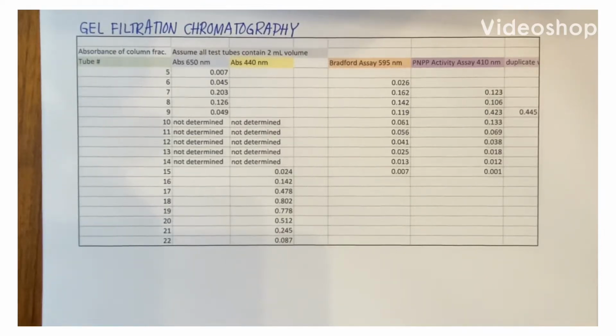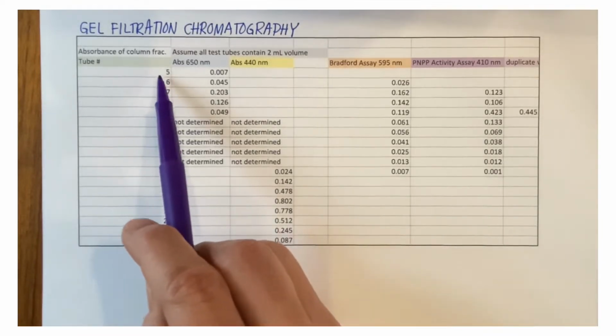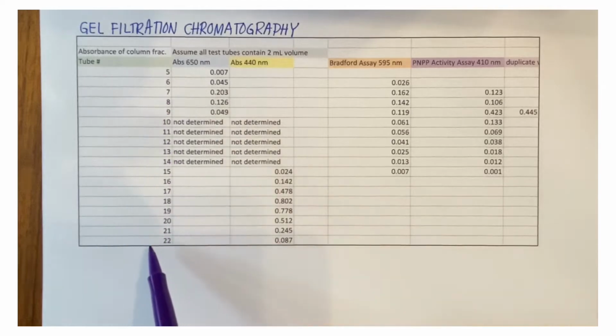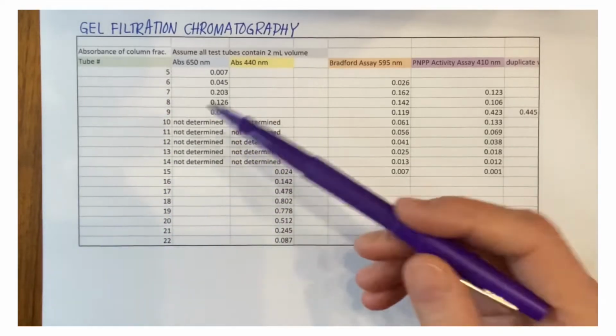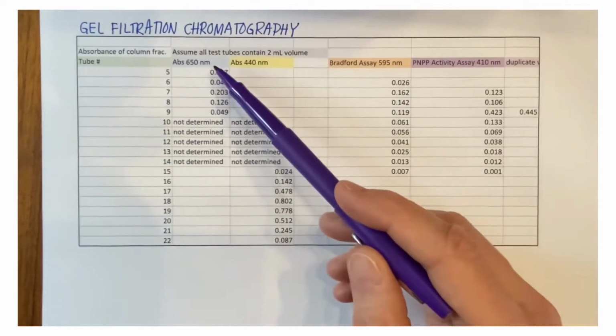Hello, here's a video that shows you how to analyze the gel filtration chromatography data that you received last week. What's shown is the spreadsheet I sent you. In the first column are the test tube numbers 5 through 22. Those are the test tubes that came off the column. The second and third columns show you absorbances.